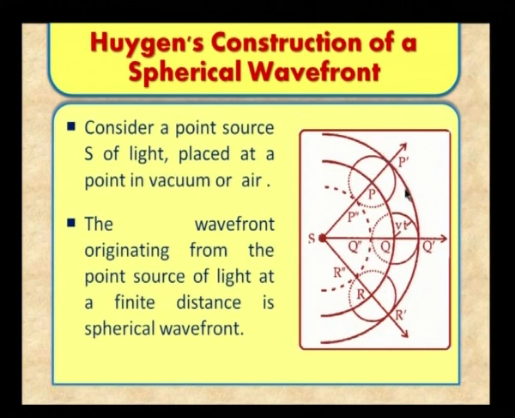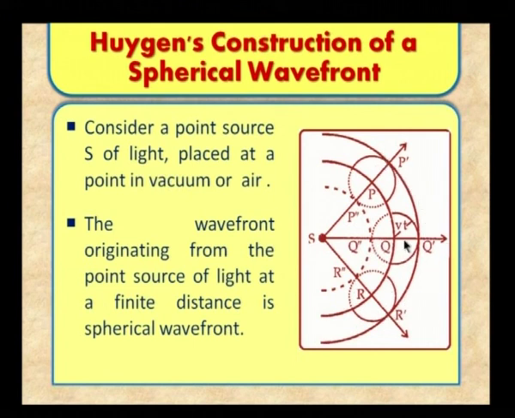Then it emits the secondary wavelet. The envelope of all the secondary wavelets in time t, because v is the velocity of the disturbance, vt will be the distance traveled by the secondary wavelet in time t. So, you draw a sphere or a circle with this as the center, with radius vt, and similarly circles are drawn here, and you draw the surface passing through all these points.